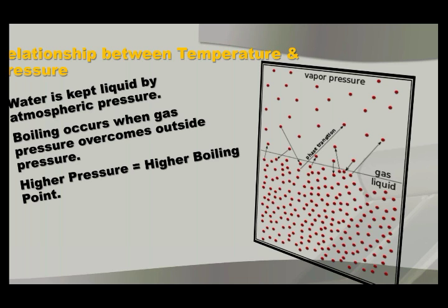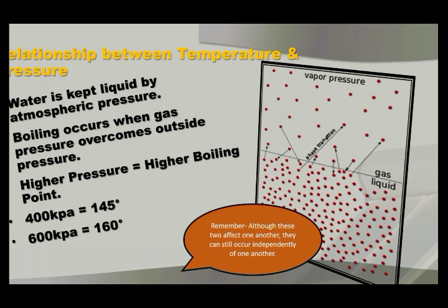So what is the relationship between temperature and pressure in a system? We've got temperature on the one hand, which can be caused by faulty thermostats, and pressure on the other hand, which can be caused by faulty valves, but they are connected, they're linked, and they can work independently, but they do also work hand in hand. So your liquid, the water, is kept liquid by atmospheric pressure, or the pressure exerted on it by whatever is around it.